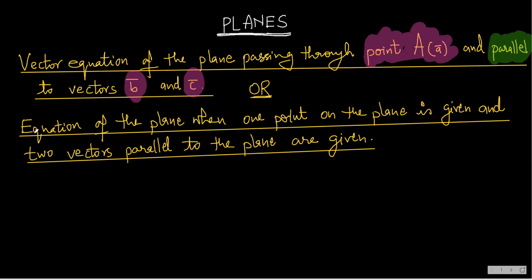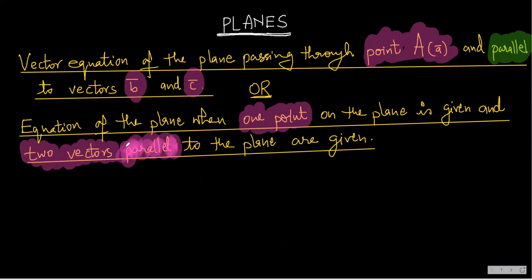So the same thing I wrote once again. We have to find the equation of the plane when one point on the plane is given and two vectors parallel to the plane are given.